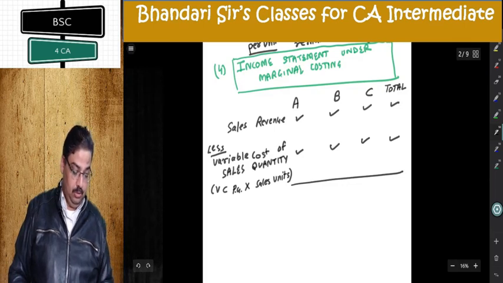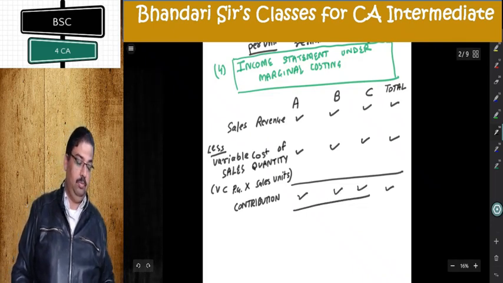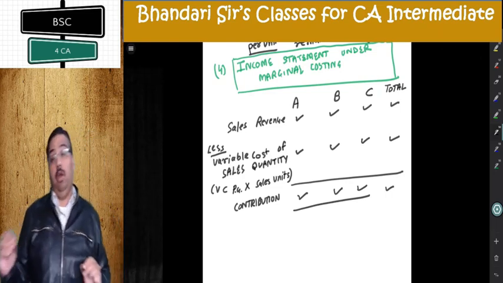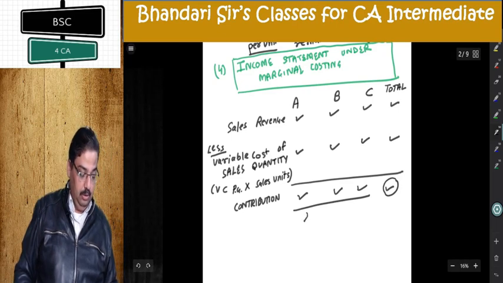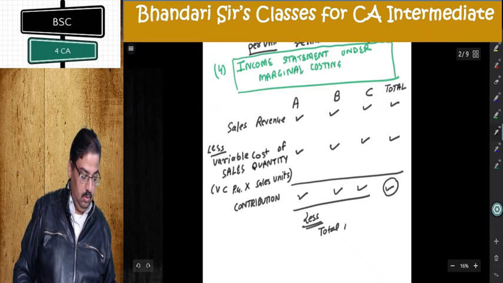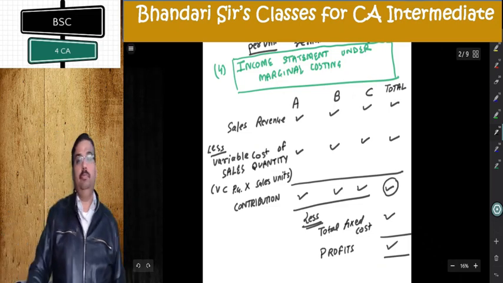Once you reduce, you get contribution. Product wise, total also. Now the statement will not continue product wise here. From total contribution, we continue further. Less total fixed cost. What do I get? Profits of the company as a whole.